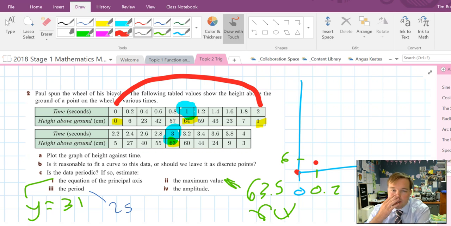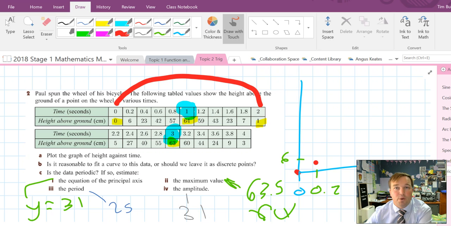The amplitude is the gap between the minimum and the principal axis, or the maximum and the principal axis. In this particular case, we'd say it would be equal to the equation of the principal axis. So the amplitude here is 31.